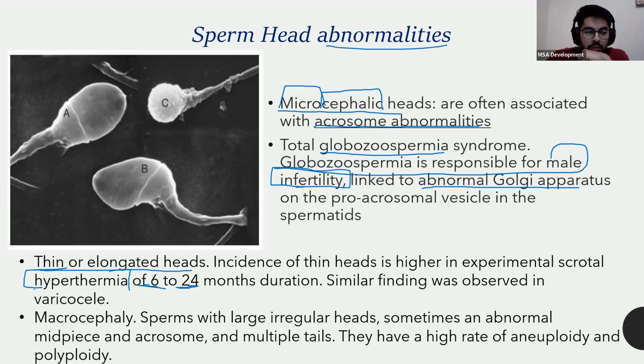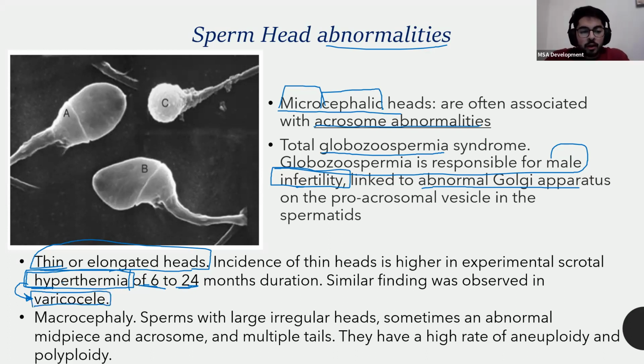So if you have hyperthermia for some reason, there is going to be an increase in the amount of sperm deformities, especially thin and elongated heads. A very important cause of hyperthermia is varicocele. Very, very important and very, very high yield. There is no interview question without a varicocele question.